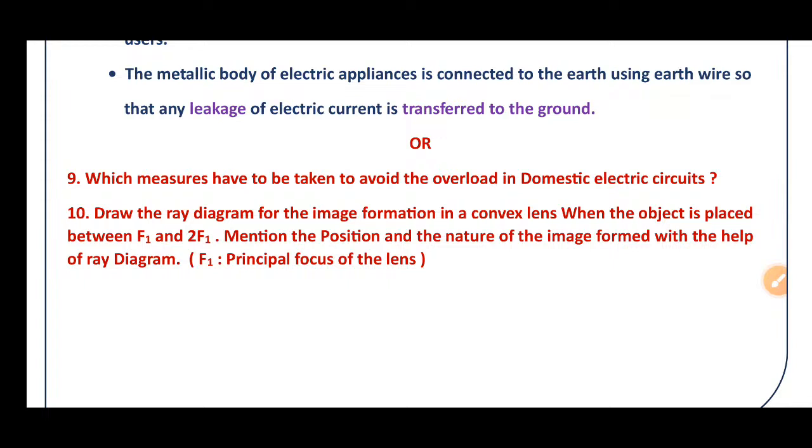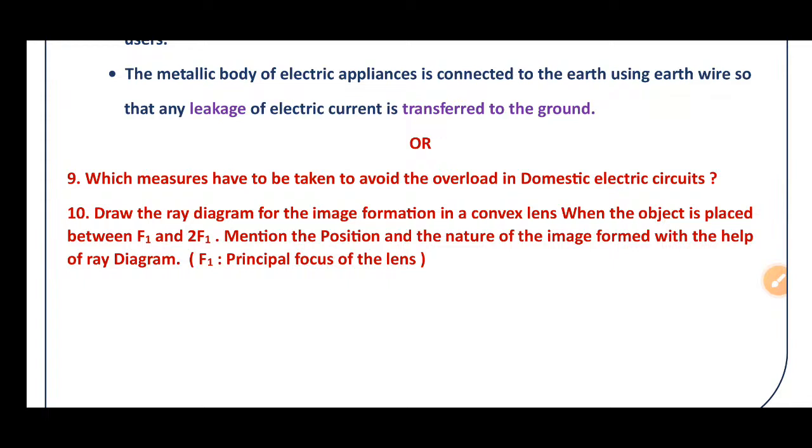Which measures have to be taken to avoid overload in domestic electric circuits? Okay, they have not given the answer here, but live wire and neutral wire should not be allowed to come in contact. First one, what causes an overload. Second one, if we continuously use faulty or damaged electric appliances, then short circuit or overload occurs in a circuit. Then if we use several instruments in a single socket, that also causes an overload.